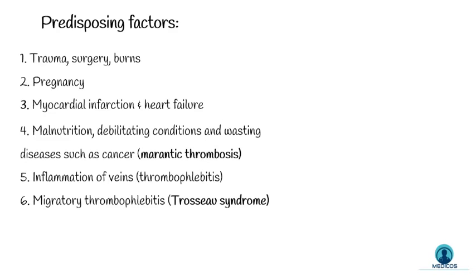There is also inflammation of veins or thrombophlebitis, which can also predispose to thrombosis. And migratory thrombophlebitis is a condition that affects various veins throughout the body, and sometimes it's associated with cancer, particularly pancreatic cancer. Migratory thrombophlebitis is known as Trousseau syndrome.